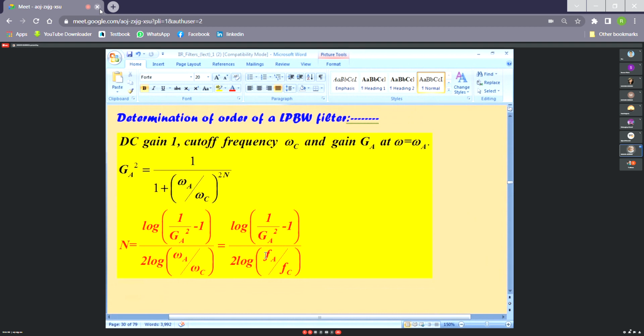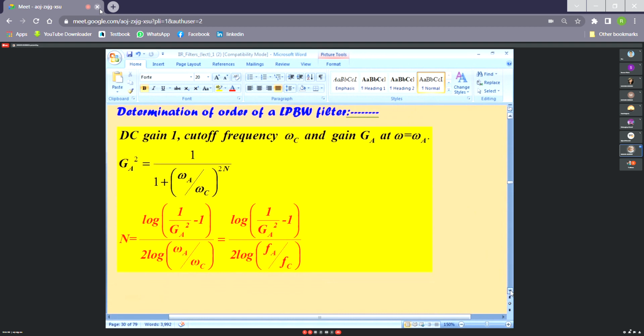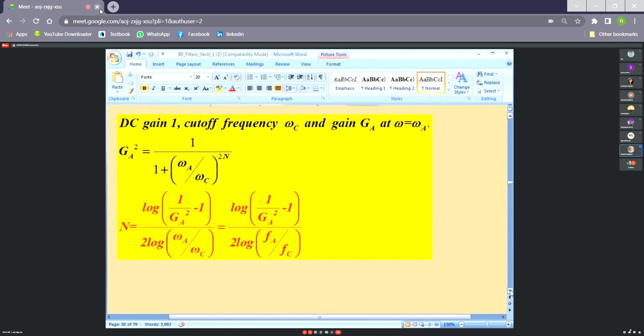Usually at the frequency omega A, the gain will not be specified. But the minimum attenuation desired at that frequency will be specified. So you have to find out the gain GA such that the attenuation is at least some given value at that frequency. If the attenuation is larger, there is no harm, but it should be at least a given value. That value is specified.